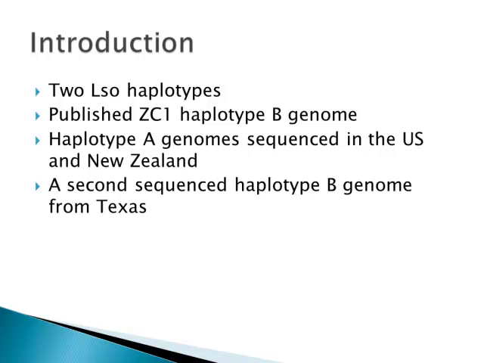Like you've just heard, we have two Liberibacter haplotypes. The published haplotype B genome that came out of Dr. Hong Lin's lab in 2011, that's the ZC1 genome that represents a haplotype B sample. Haplotype A genomes have now been sequenced from the US, insects supplied by Dr. Don Henney, and in New Zealand they have haplotype A also. We have a second sequenced haplotype B genome from Texas that was also from Don Henney, from a colony collected at Edinburgh.